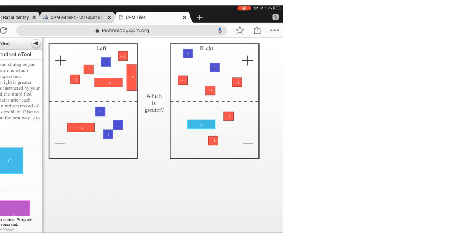Here in problem 2-64, on the left mat in the positive region, I've got a negative 2x, a positive 1, and a negative 3. And in the opposite region, I have a negative x and a positive 3. On the right mat, I see that I have a positive 2 and a negative 3 in the plus region, and in the opposite region, I have a positive x and a -2.